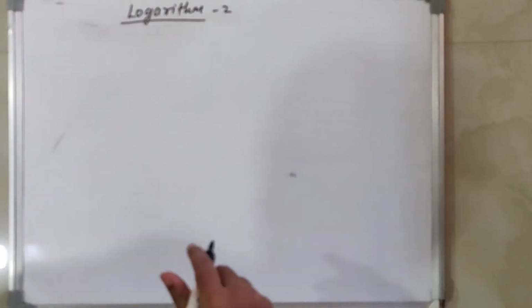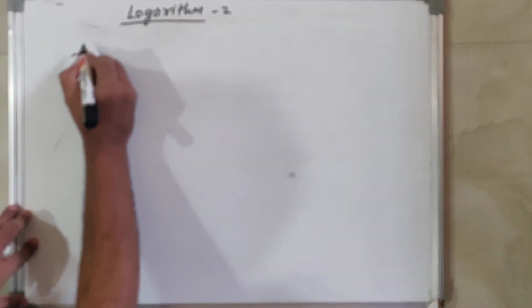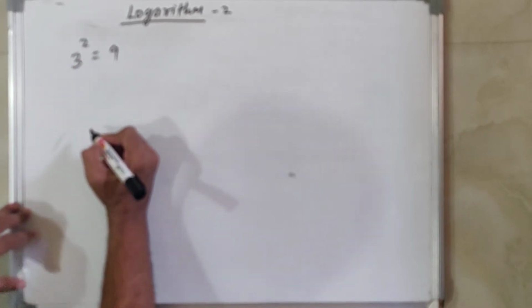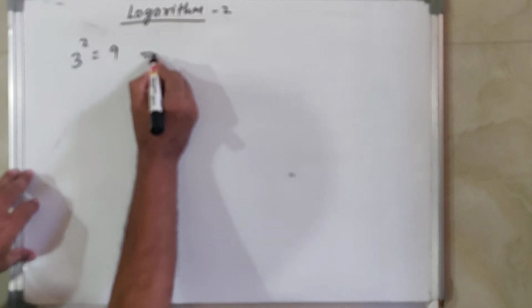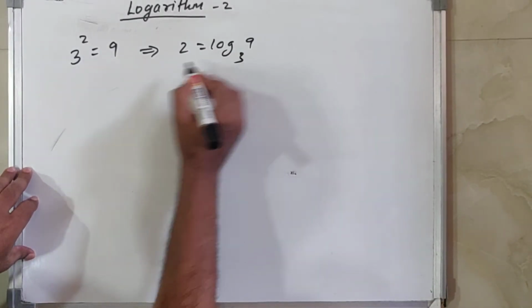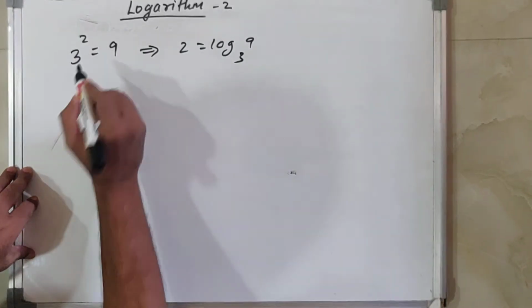Today we are going to understand some rules of logarithms, but before that let's revise what we already studied. We studied that suppose 3 squared is 9 in index form, so in logarithmic form this will be 2 is equal to log 9 to the base 3. This 3 crosses the river and hides in the log and 2 falls down.